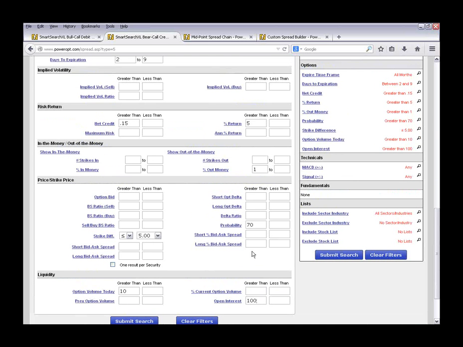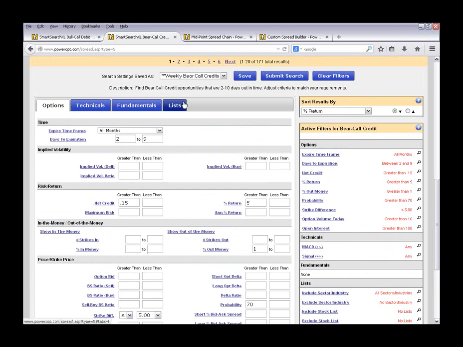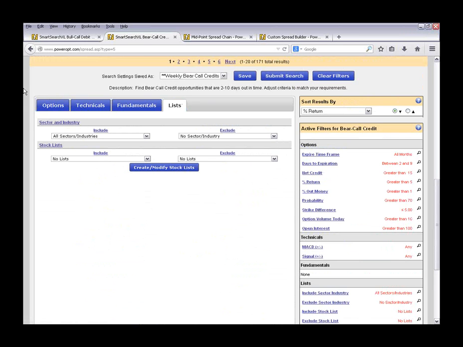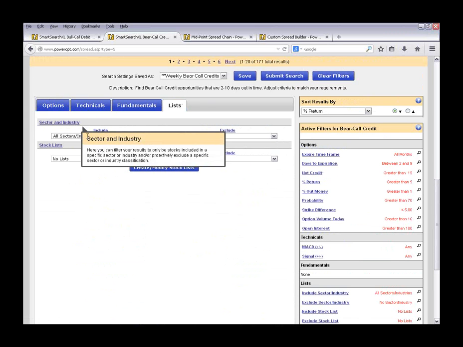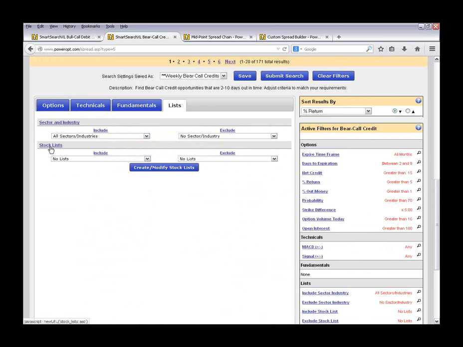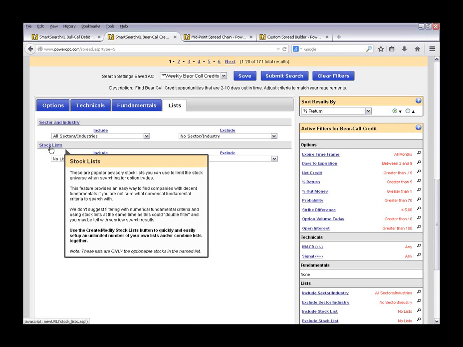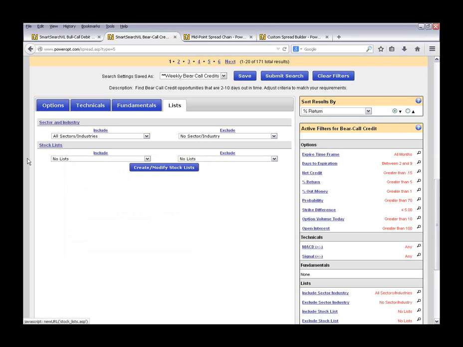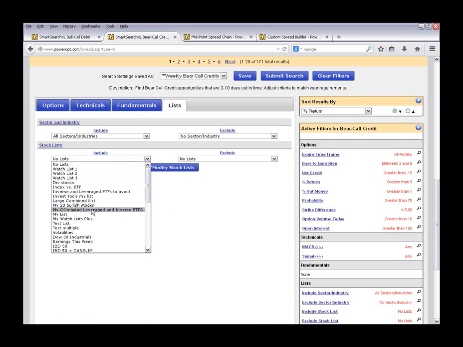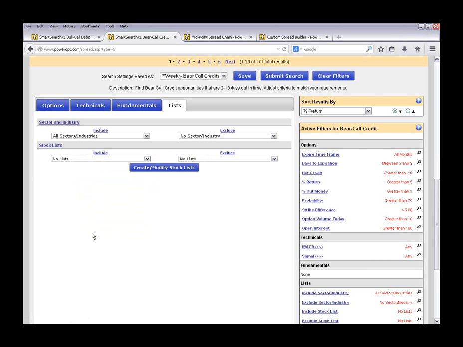But now, if I do have a requirement where I just want to look for indexes and ETFs, or maybe I just want to look for stocks in the S&P 500 or S&P 5-star lists, we'll go into the lists field, and we can include or exclude a specific sector or industry, but we want to focus on the stock list. We can include or exclude a specific stock list. So in my stock lists, I'm just going to select the drop down here for indexes and ETFs. I only want to see bear calls in my indexes and ETFs.